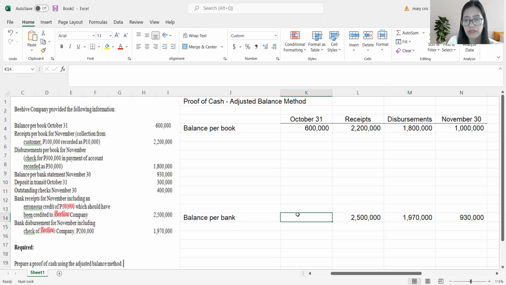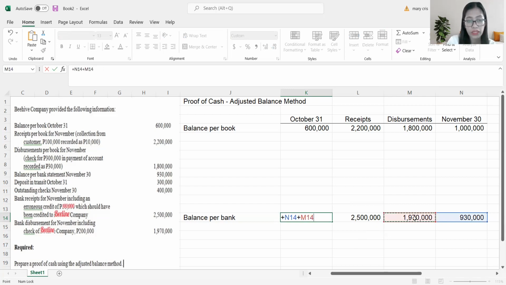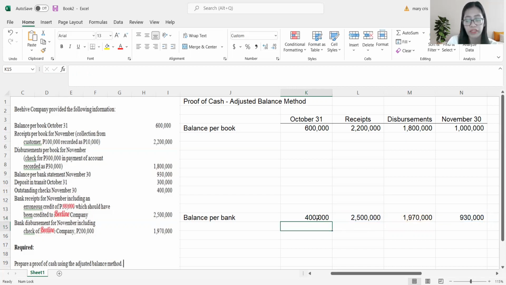Now, looking at the figures, hindi given class yung October 31 na balance, but we can compute for this one, since meron tayong receipts, meron tayong disbursement, plus meron tayong ending balance. So what we can do is we simply add the disbursements to the ending cash balance per bank, which is of course the November 30 balance. Then let us deduct the receipts of 2.5 million. So we will get 400,000.